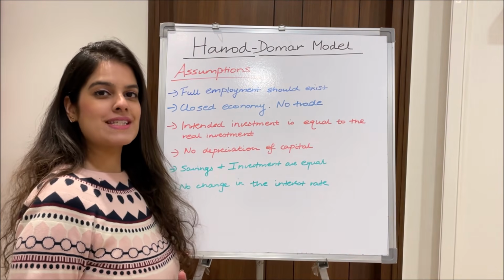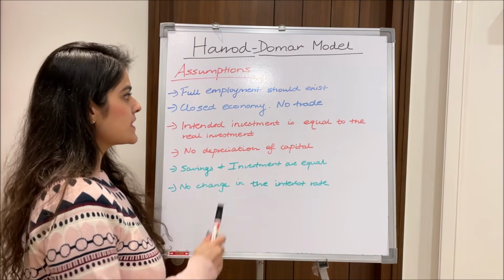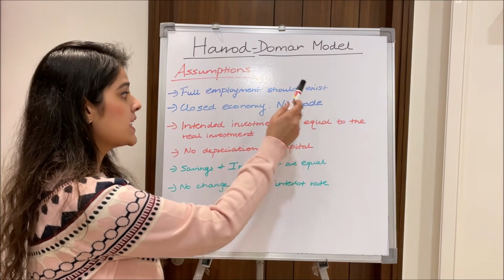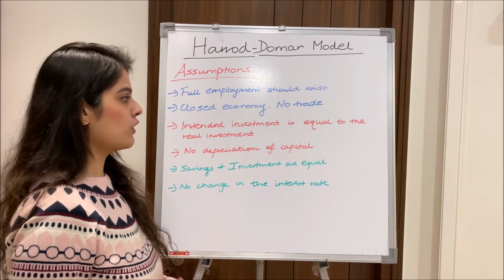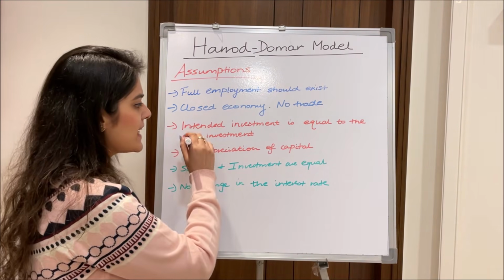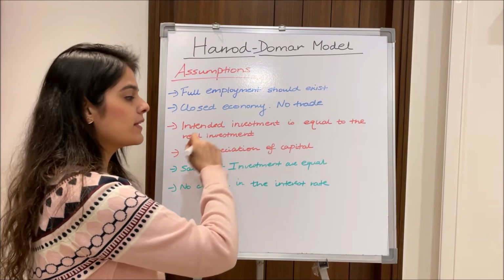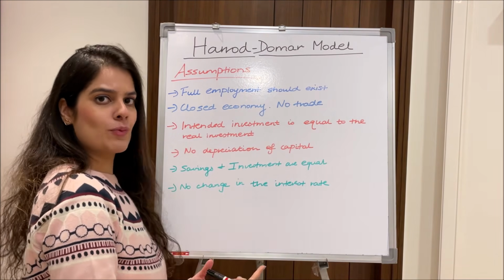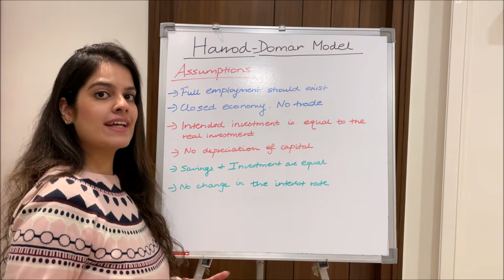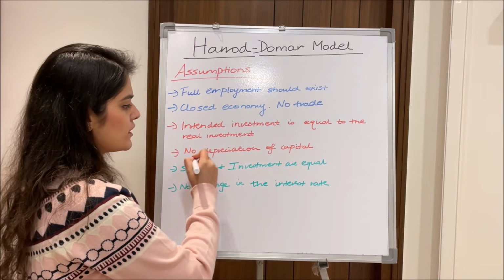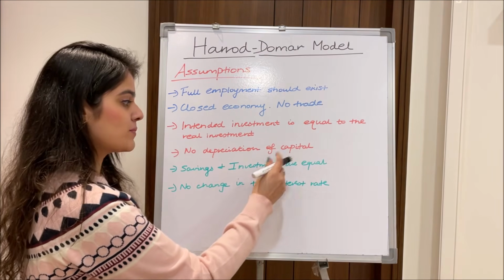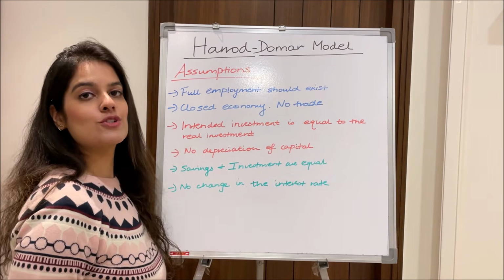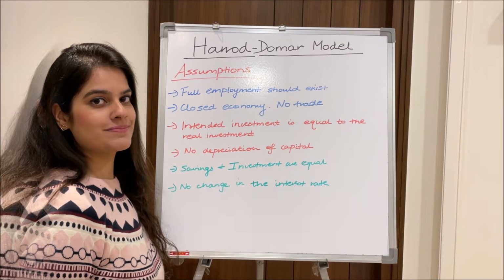So coming to the assumptions of the model, firstly, there should be full employment. Secondly, the economy is a closed one, that is, there is no trade happening in the economy. Thirdly, the intended investment is equal to the real investment. That is, the planned investment is equal to the real or the actual investment. Next, there shouldn't be any depreciation of capital. The savings and the investment are equal. And lastly, there is no change in the interest rate.